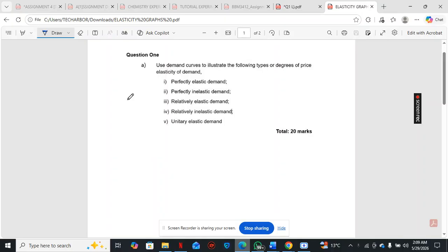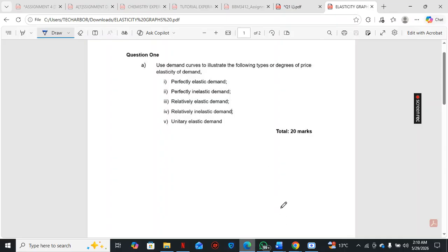When we say demand is elastic, we mean demand is sensitive to price changes. If we say demand is inelastic, then quantity demanded is not sensitive to price changes. So we're going to illustrate this with the graphs. First, perfectly elastic demand. This is where quantity demanded is very responsive to price changes. If you increase the price even by 0.1%, you're going to lose all your customers.